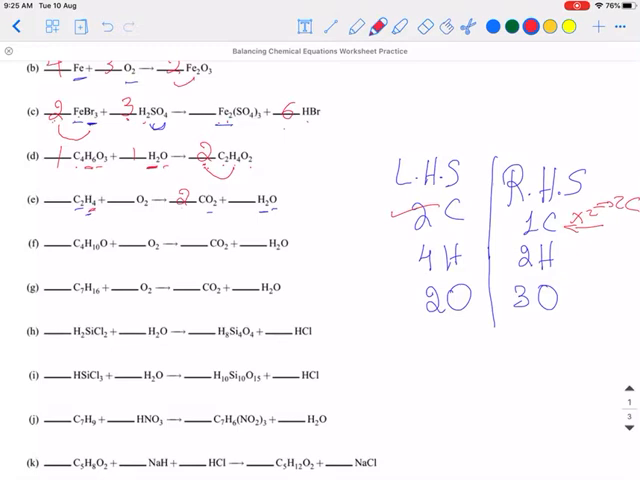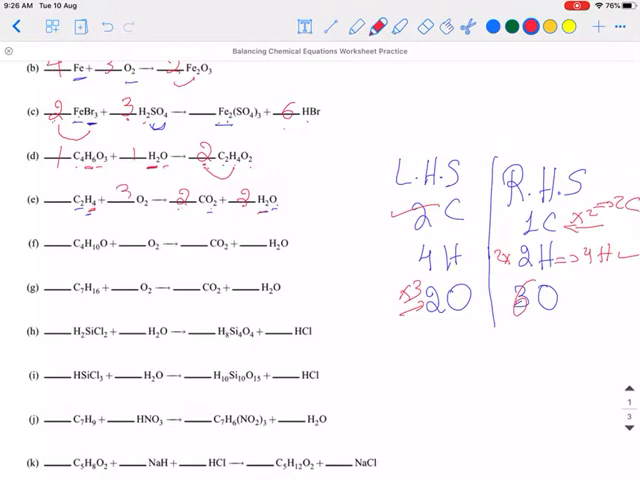But before, let me see hydrogen. Here 4 hydrogen, 2 hydrogen. So I can multiply this by 2 to give me 4 hydrogen, which is okay. Now the hydrogen atoms are equal on both sides, and the carbon. I have to check for the oxygen. On the left hand side 2, on the right hand side 2 by 2, 4, plus 2, we have 6.